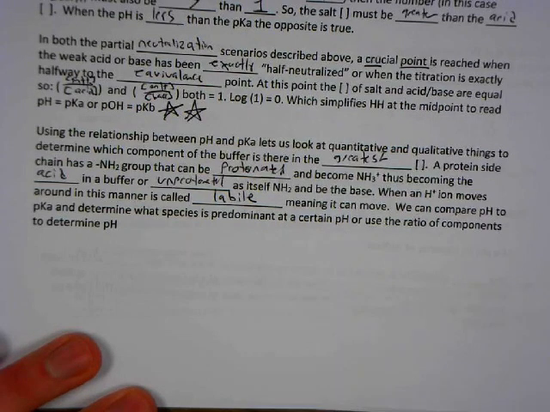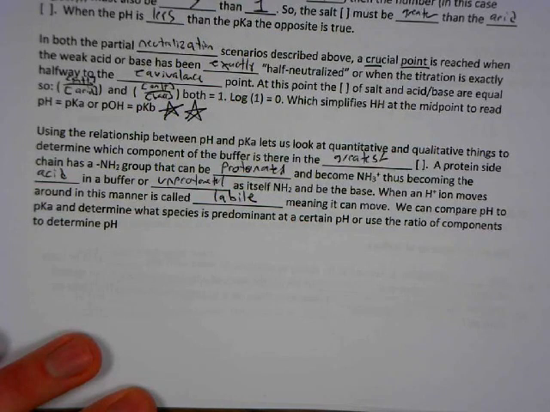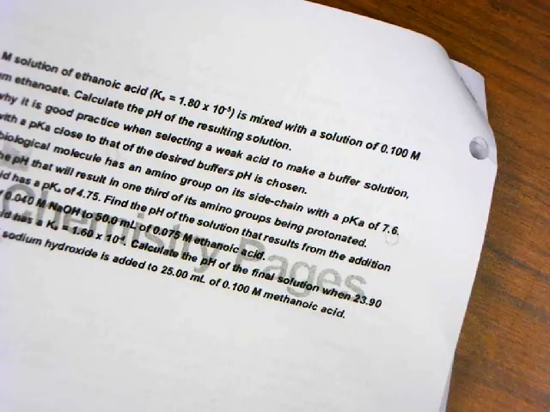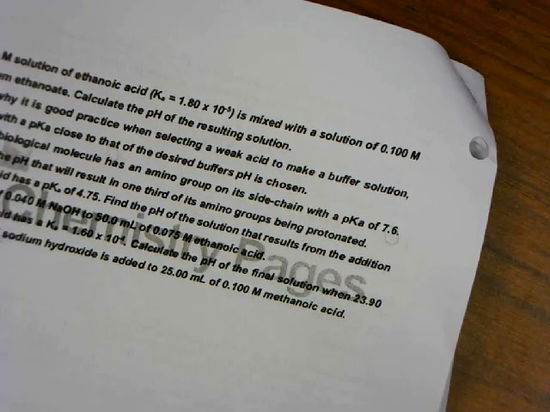We can compare pH to pKa and determine what species is predominant at a certain pH, or use the ratio of components to determine the pH. So now we've got multiple ways to get pH. It kind of depends on what makes sense to you.